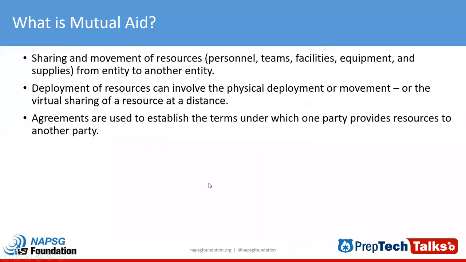So I'm going to shift gears a little bit and move into what mutual aid is, ensuring all the participants have a common baseline understanding of what we're talking about when we talk about mutual aid in crisis management. Mutual aid is the sharing and movement of resources that can involve personnel, teams, task forces, even facilities, equipment, and supplies from one entity to another entity. Deployment of resources can involve physical deployment or movement, or the virtual sharing of a resource at a distance. Typically, agreements, be it an MOU, an MOA, a compact, whatever form those agreements may take, are generally used to establish the terms under which one party provides resources to another party.